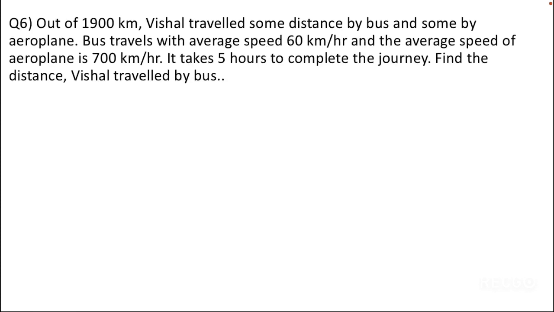Over here they are saying that out of 1900 kilometers, Vishal travelled some distance by bus and some by aeroplane. The bus travels with an average speed of 60 kilometers per hour and the average speed of the aeroplane is 700 kilometers per hour. It takes 5 hours to complete the journey. Find the distance Vishal travelled by bus.